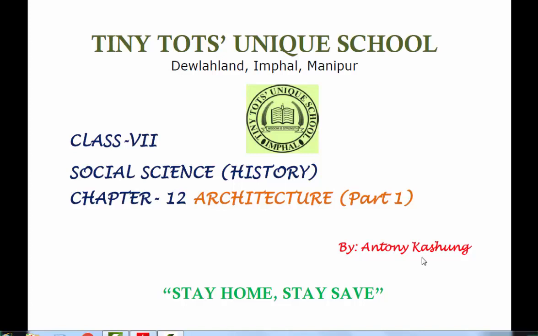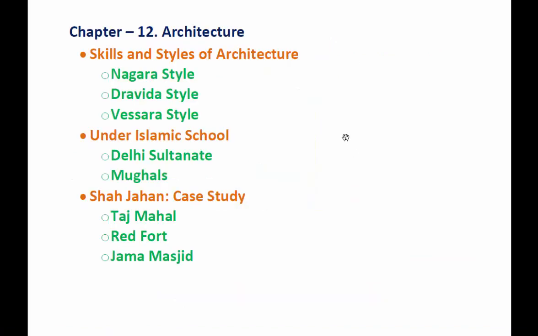Students of class 7, today let us learn chapter 12, Architecture, from your social science history. In this chapter, some of the important points are the skills and styles of architecture of Nagara, or simply Nagara style, Dravida style, as well as Vesara style.